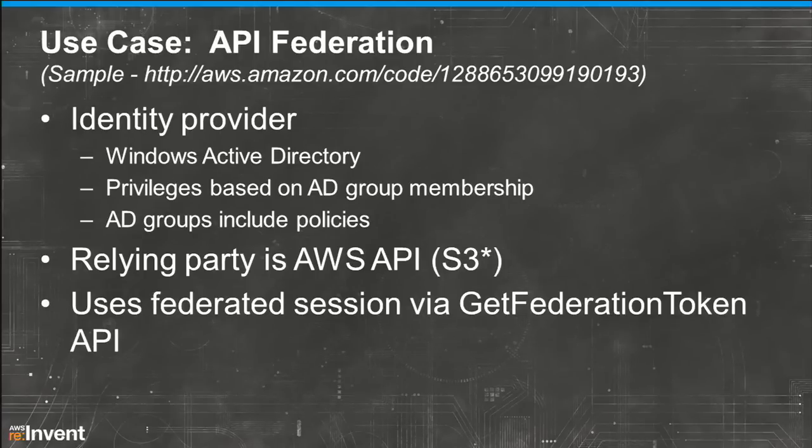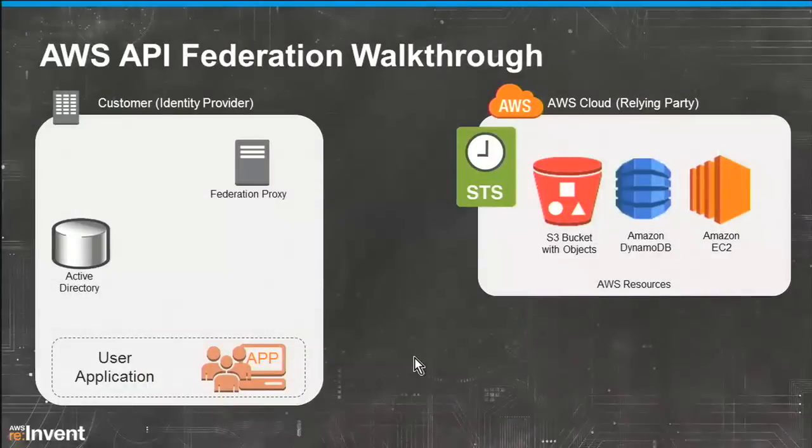The relying party, of course, is going to be AWS, and we're going to be doing this to call the S3 APIs. The way that I'm going to get those temporary security credentials with this demo is using Get Federation Token. So this is the walkthrough. I'm going to have this little command line application running on my desktop. And that is going to request a session from a Federation proxy, which is just going to be a web service. It's a Windows Communication Foundation web service running on a Windows server.